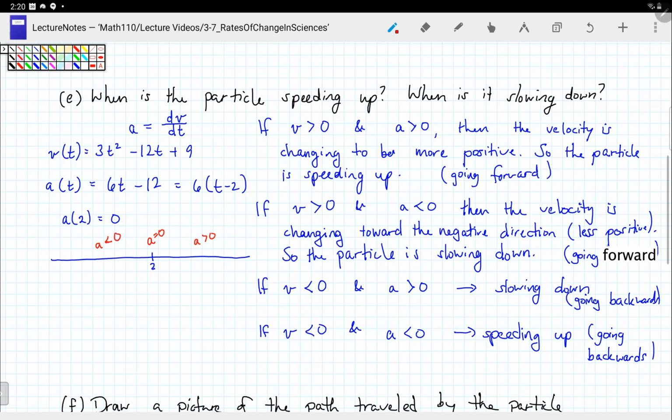Okay, and we also had the other markers where velocity changed sign, and that was at 1 and 3. So we had the velocity was positive to the left of 1, and the velocity was negative between 1 and 3, and the velocity was positive to the right of 3. So we have basically 4 different regions now.